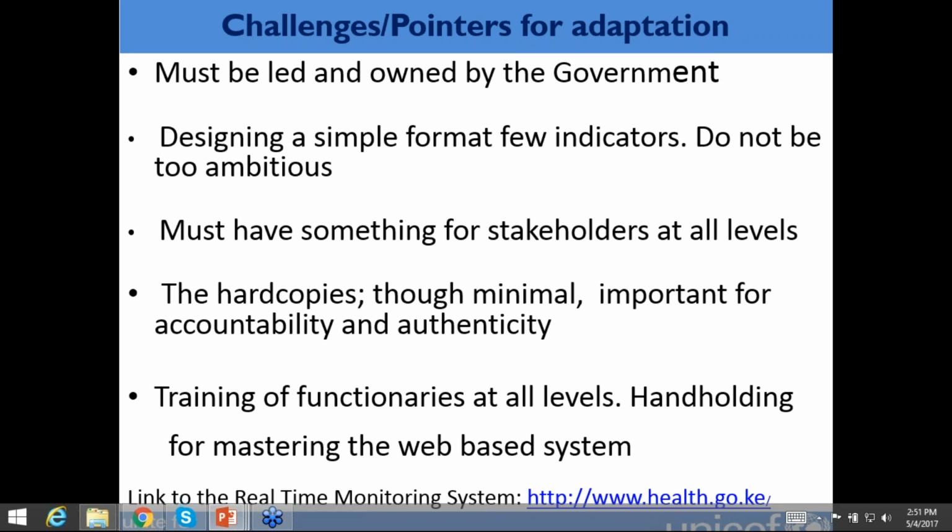And yes, last point, but not the least and very important, it's important to have training of functionaries at all levels. Like we did the orientation of the county level head of department, but at the same time it was important to have hands-on training and hand-holding also for mastering the web-based system.